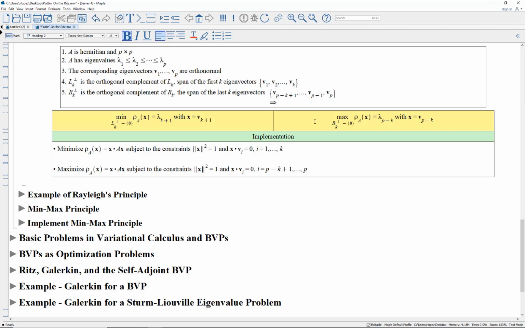It's easy to implement this in Maple. You minimize subject to a constraint, maximize subject to a constraint. So I'll show you in a minute here an example of how this can be easily done in Maple to test this out to see if this stuff really makes sense. Okay, an example.